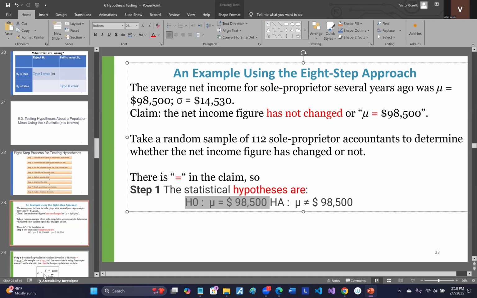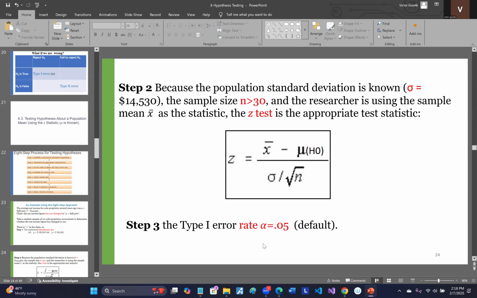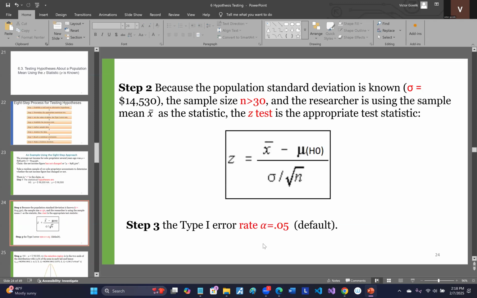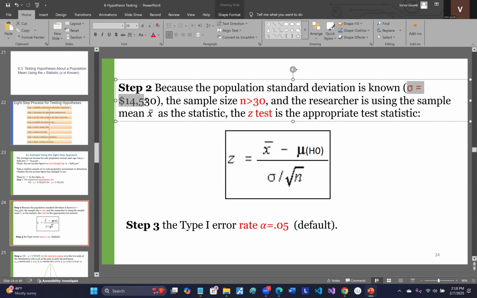Step 1. There is a sign equal in the claim, so the statistical hypotheses are H0, mu is equal to $98,500, and HA, mu is not equal to $98,500. Step 2. Because the population standard deviation is known, $14,530, the sample size is greater than 30, and the researcher is using the sample mean as the statistic, the Z-test is the appropriate test statistic.